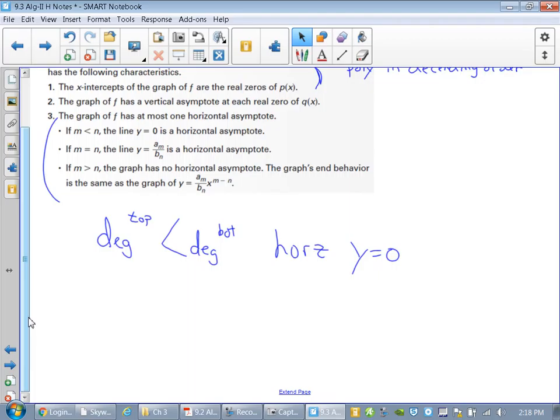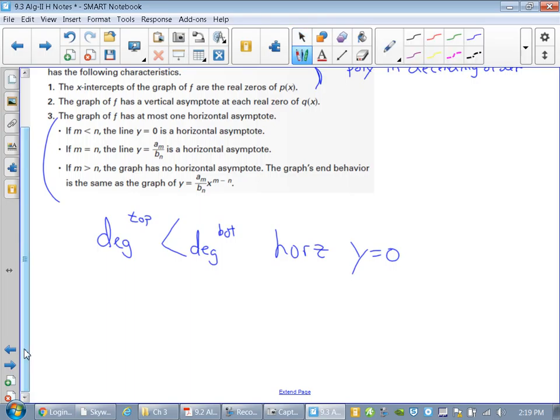If it's not that, then they could be equal. If the top degree equals the bottom degree, it's the same thing as it was yesterday. It's the leading term coefficients as a fraction. I'm going to write it as y equals a over c. So it's the exact same thing as what we did yesterday. These two had the same degree, m and n were the same. Both had a degree of 1. So we looked at the leading term coefficients.